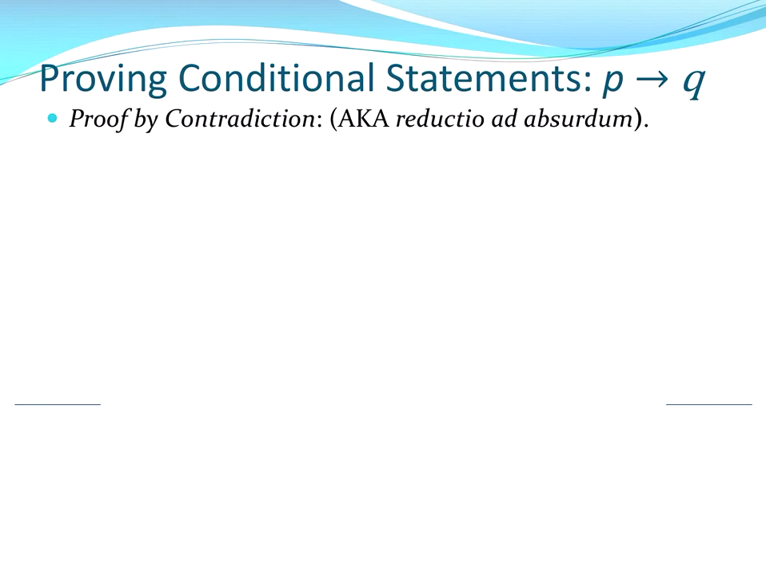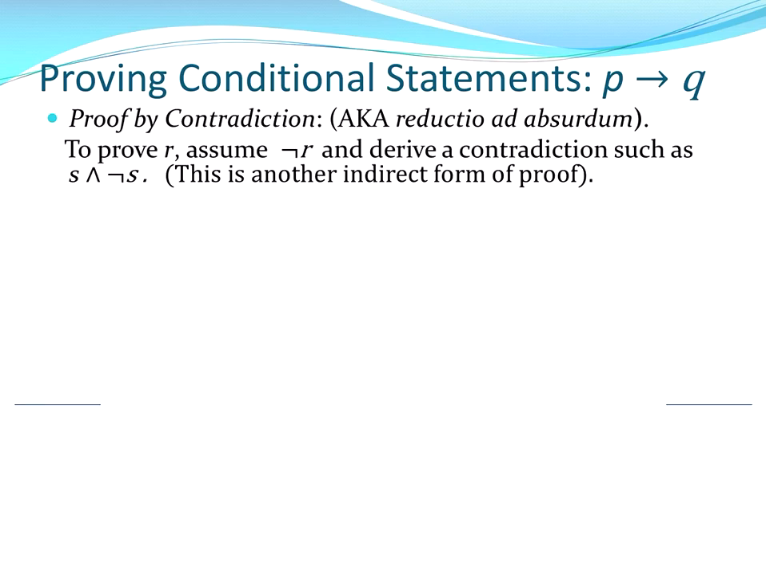It's also known as reductio ad absurdum, meaning that we're going to assume the opposite and prove a falsehood in order to prove the truth of the original statement. So the way it works is we want to prove a proposition R. We're going to assume the negation of R, and then we're going to derive a contradiction, such as S and not S, or something like that. It'll be a clear contradiction.